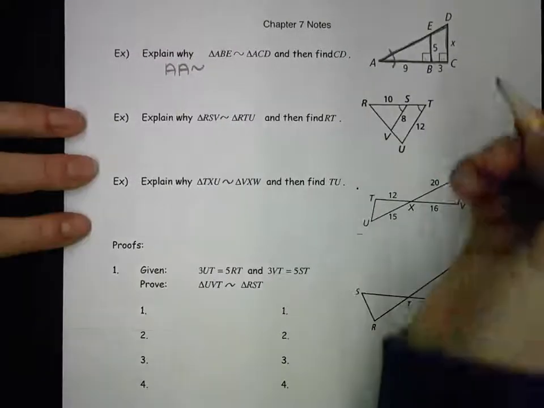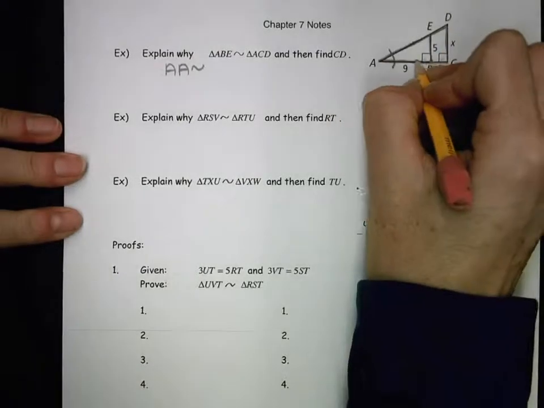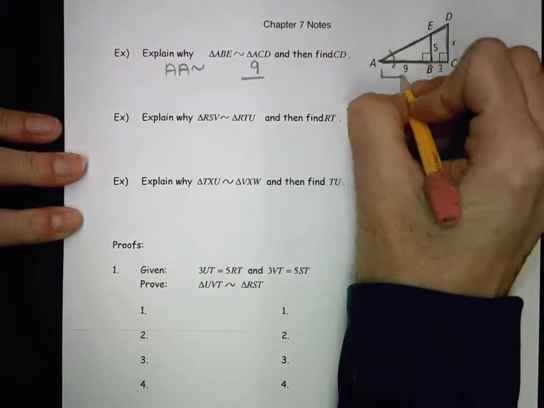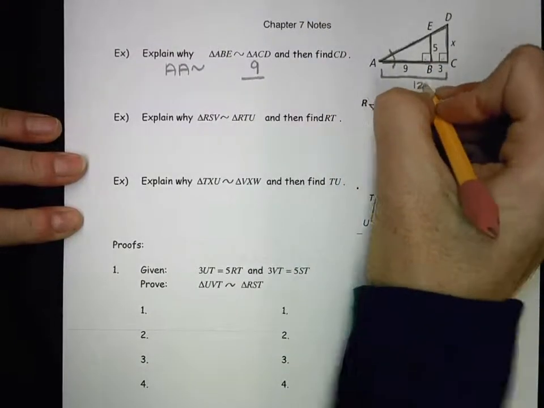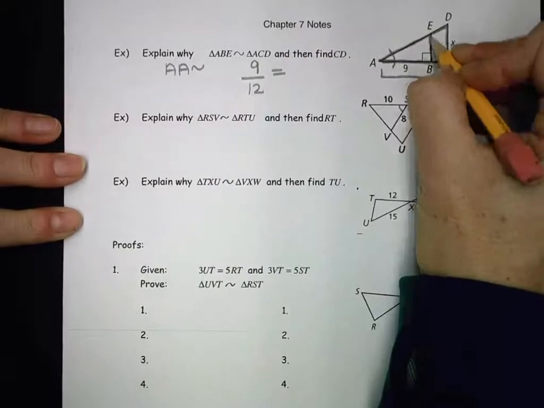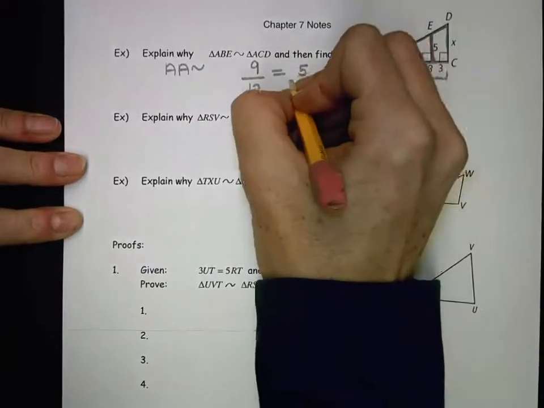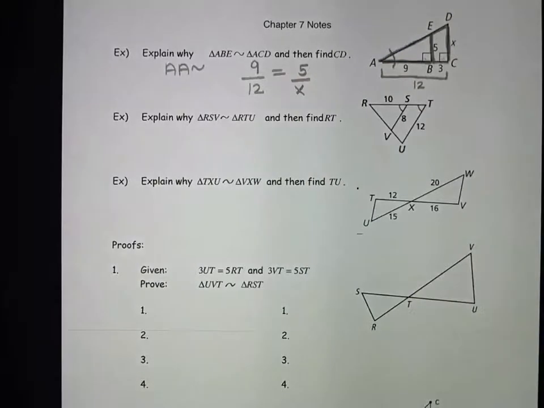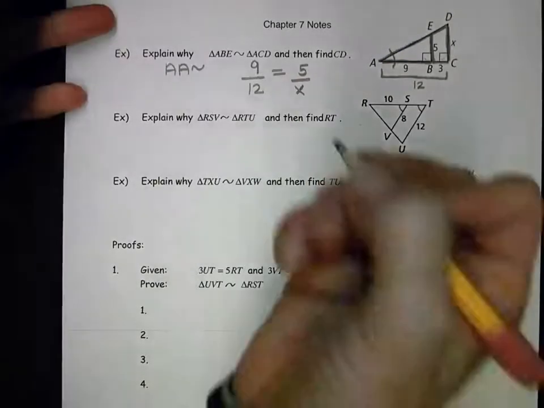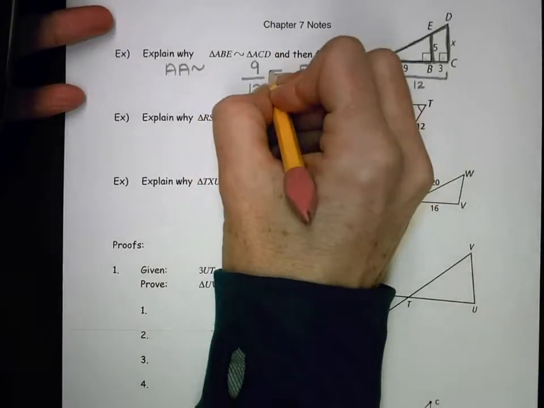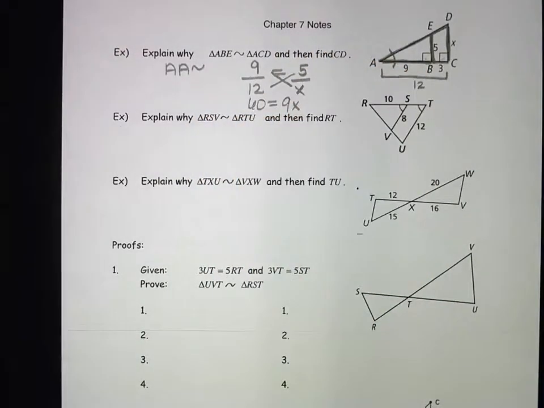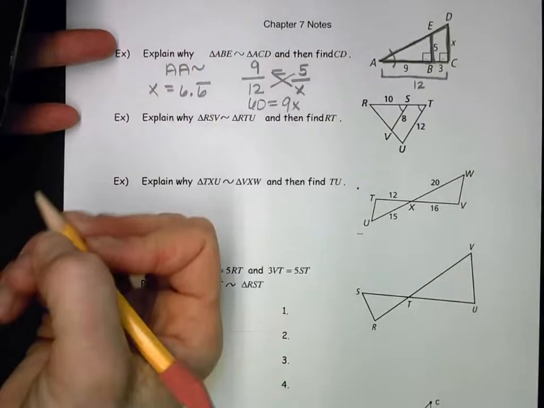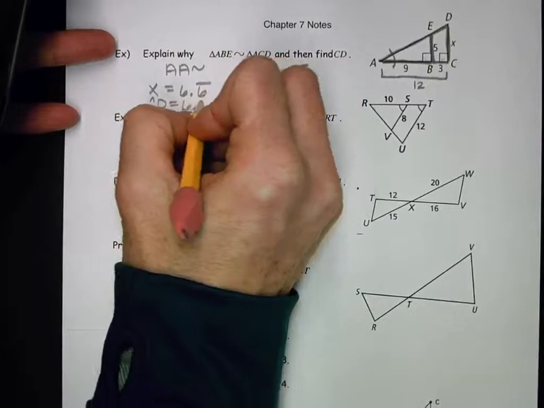So, as you look at this triangle, the first thing I'm going to do is find a side length on the small triangle, which is 9. 9 corresponds to the entire side length on the other triangle, which would be 12. And that is going to equal 5 on the small triangle over x. If you cross multiply, if you go 12 times 5, you will get 60 equals 9x. If you then divide by 9, x is going to equal 6.6 repeating. So CD will be 6.6 repeating.